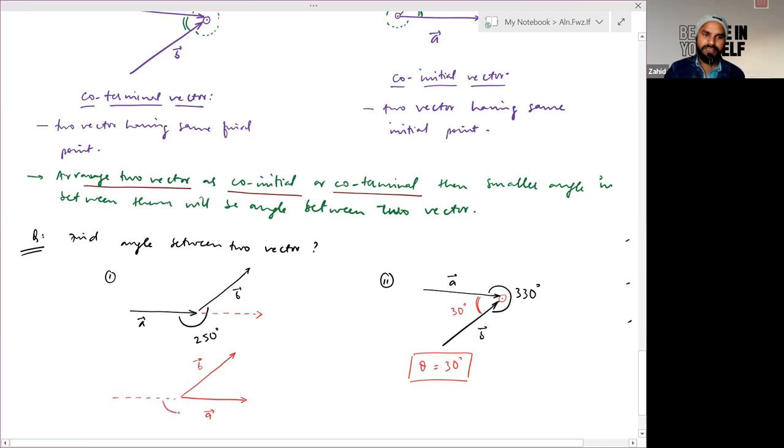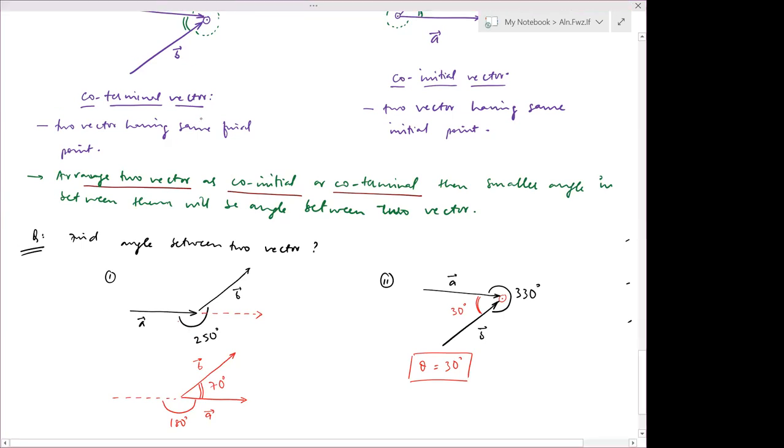As the total angle from this point to this point will be 180 degree, and according to the given value, the total angle from this point to this point is 250 degree. So if you subtract 180 degree from this part, you will get this angle. So it will be 70 degree. Is it clear, Krishna? Yes, sir.